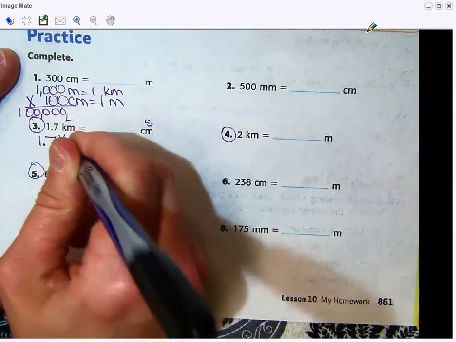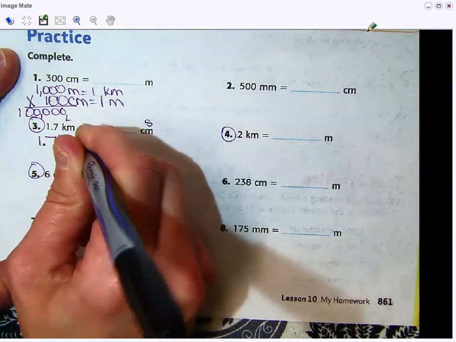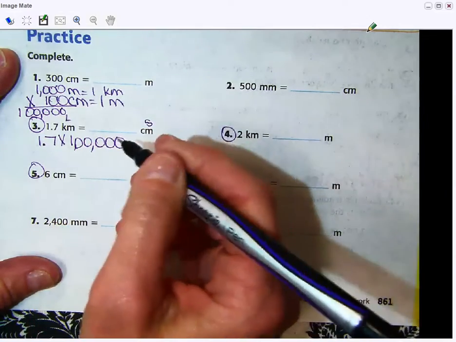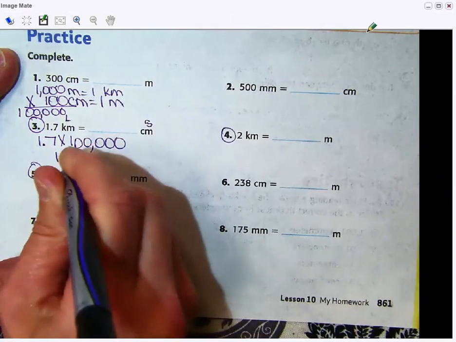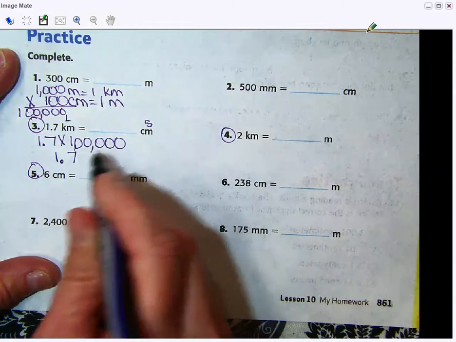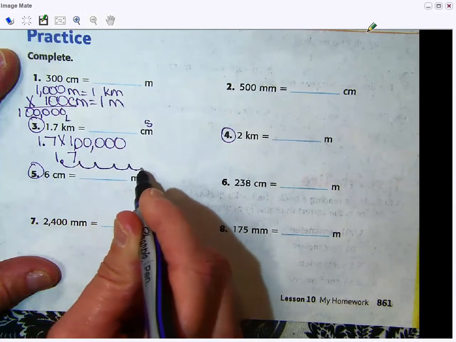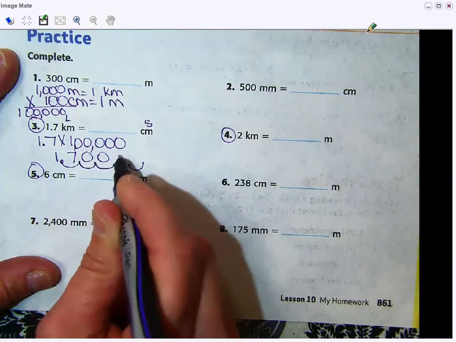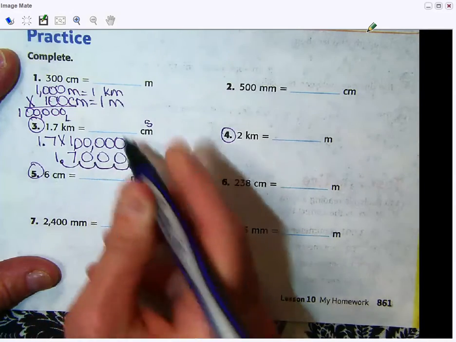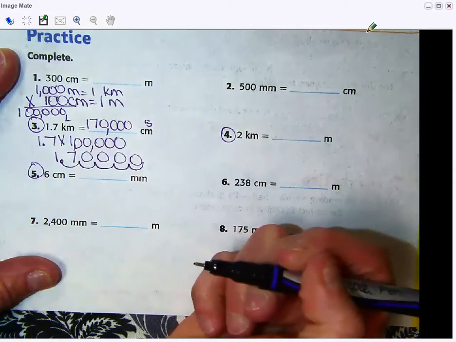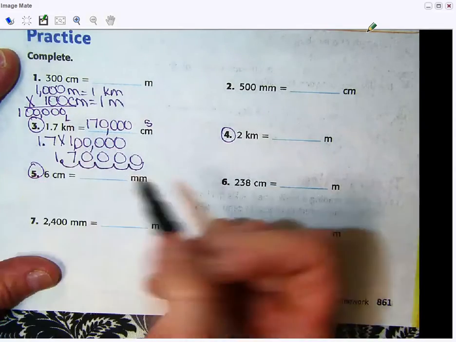So when we multiply 1 7/10 times 100,000, we move our decimal point to the right 5 places. 1, 2, 3, 4, 5. Fill in the zeros. And we have 170,000 centimeters in 1 kilometer.